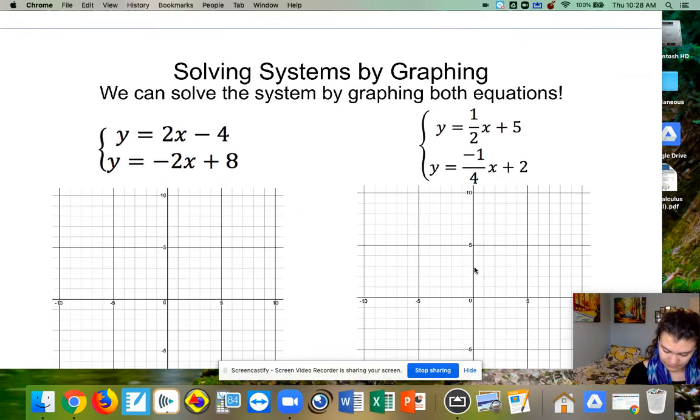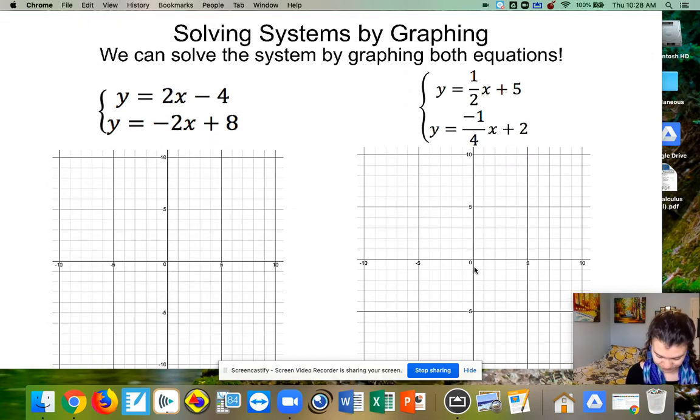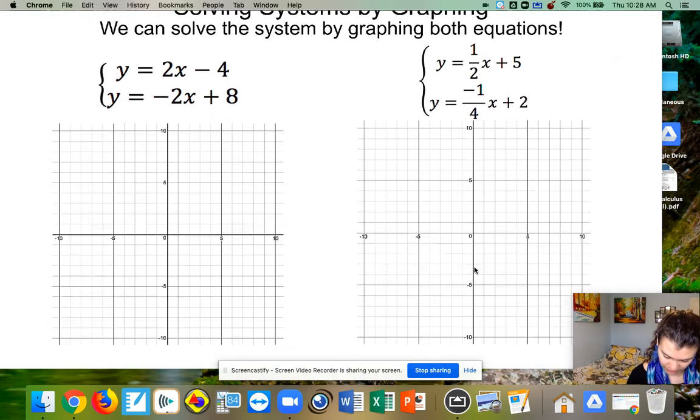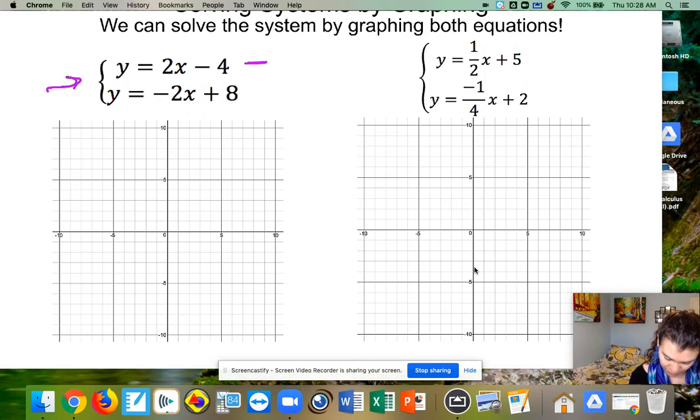So let's do some examples. I'm going to start with this one over here. We'll do purple for this line, and let's do green for this one. So purple, we're going to start at -4, and then use the slope to go up 2 over 1, up 2 over 1. When you're doing this, make sure you're filling your whole grid so that you know where they intersect. You don't want to be sloppy and then get the wrong intersection point.